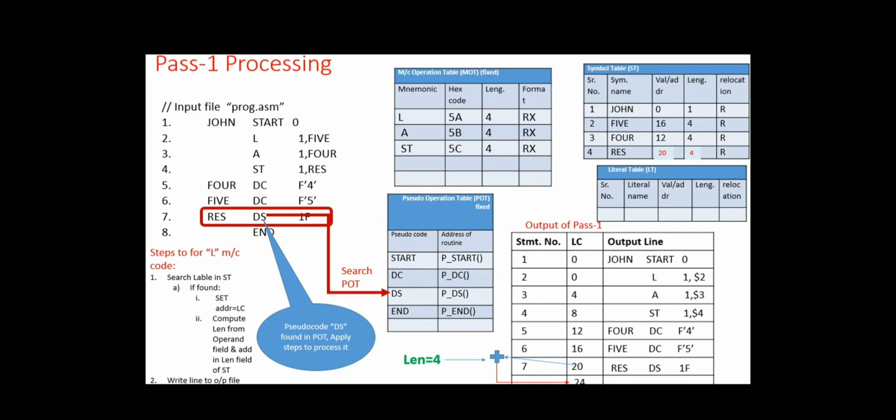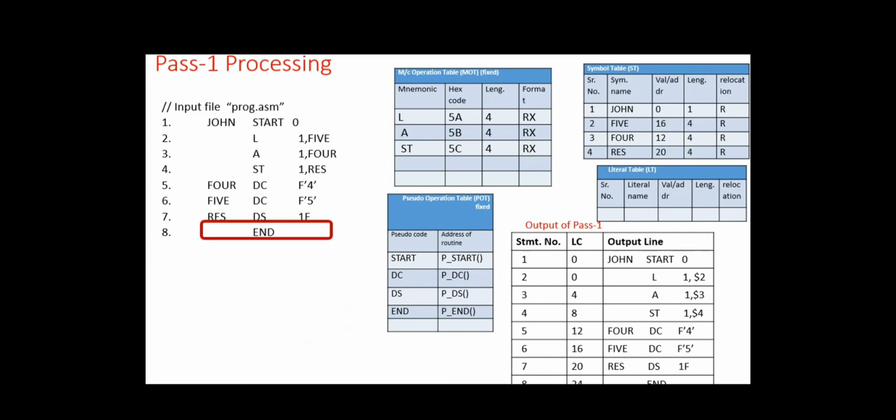Again, once you have updated LC, you have to read the next line from the input file. And now you have reached the END pseudocode. END pseudocode means the end of the program is reached. You have to repeat the step: compare END with the POT table. END found means you have reached the end. But remember one thing: if any value exists in the literal table, we have to process the literal, and then the end of pass one will be there.